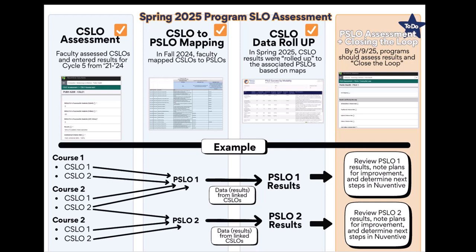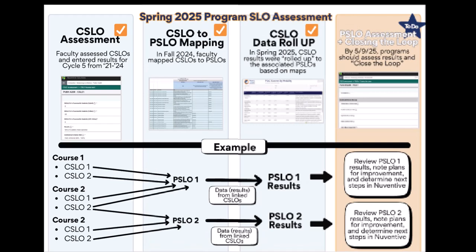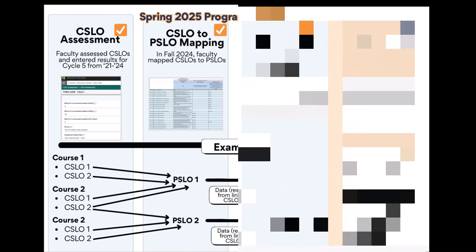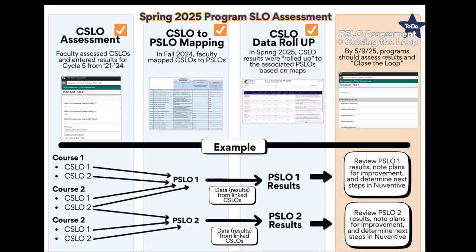Before we get started, let's review the process in its totality to give some context to the tasks that we're going to be accomplishing to complete the PSLO assessment and closing the loop. So in the fall of 2021 through spring of 2024, faculty entered assessment data for course student learning outcomes. Then in the fall of 2024, we looked at courses that are required to earn a degree or certificate, focusing on these courses' student learning outcomes.